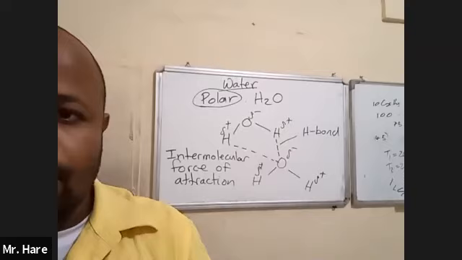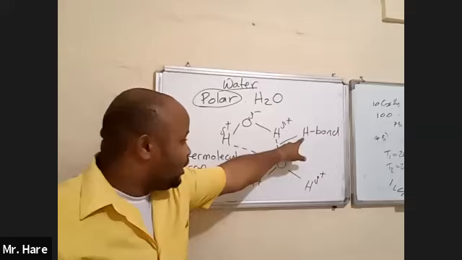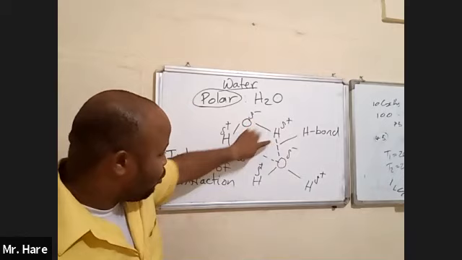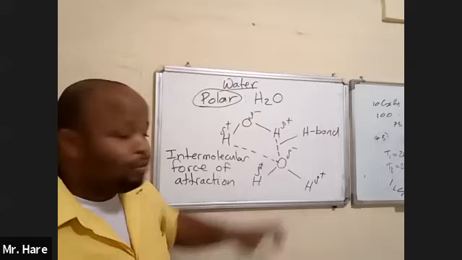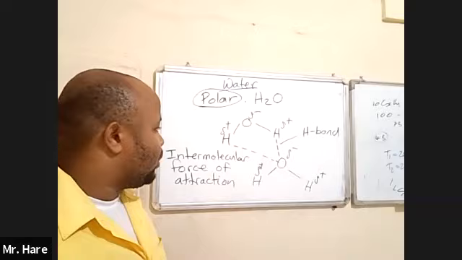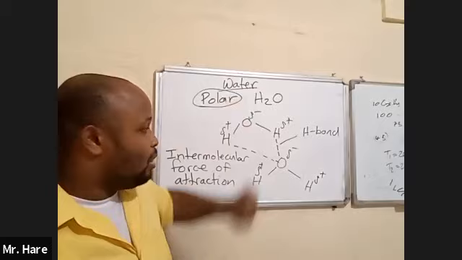So in water, the intermolecular force is hydrogen bonding, right? That is represented by your broken lines between a hydrogen atom and an oxygen atom of different water molecules, right? So every property that we're going to explain for water is because, one, it is polar, and two, because of hydrogen bonding. Right?